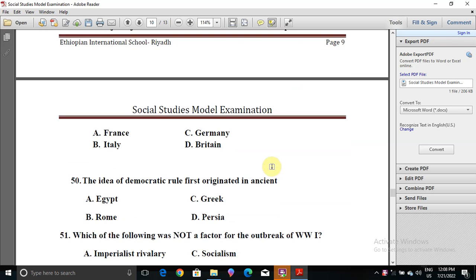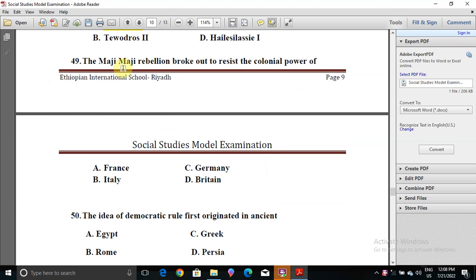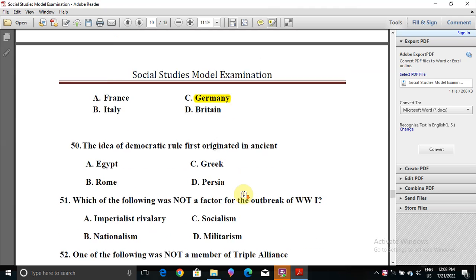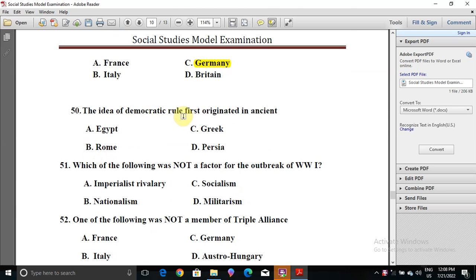Now question number 49. The Maji rebellion broke out to resist the colonial power of what? France, Italy, Germany, or Britain? The correct answer it will be Germany. Now question number 50. The idea of democratic rule first organized in ancient who? Egypt, Rome, Greek, or Persia? The answer it will be Greek.